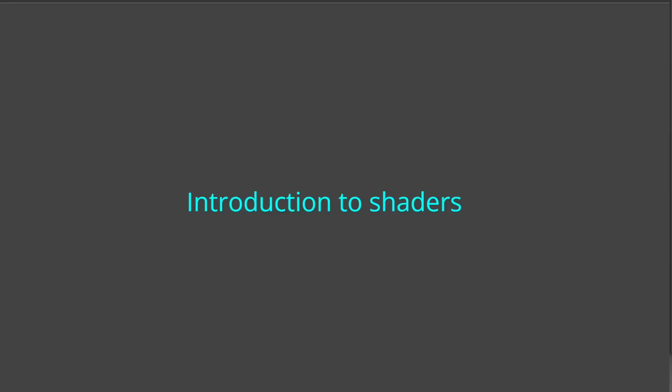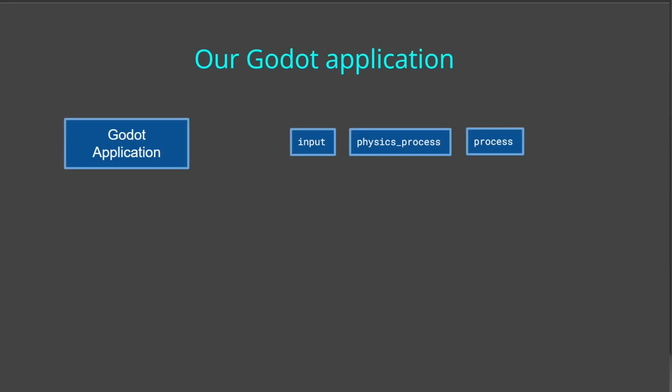So anyways, what the heck are shaders, and why have they become so important in game development? Well, let's start with what we are familiar with, our Godot application. So currently, whenever we create scenes and nodes, there's a series of functions that Godot allows us to use, such as input handling, physics processing, or even just regular processing, that get executed over and over again as part of our gameplay loop. So you're familiar with these, right?